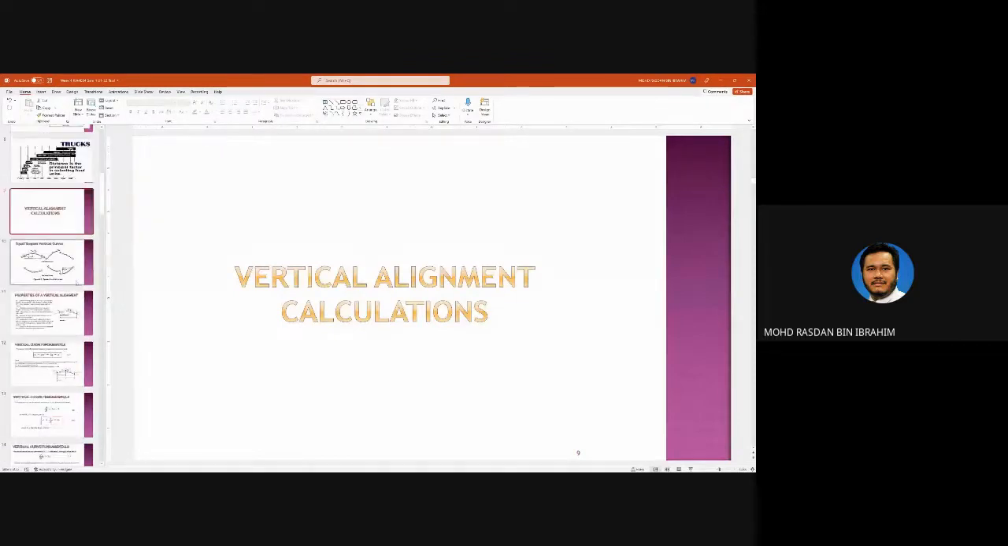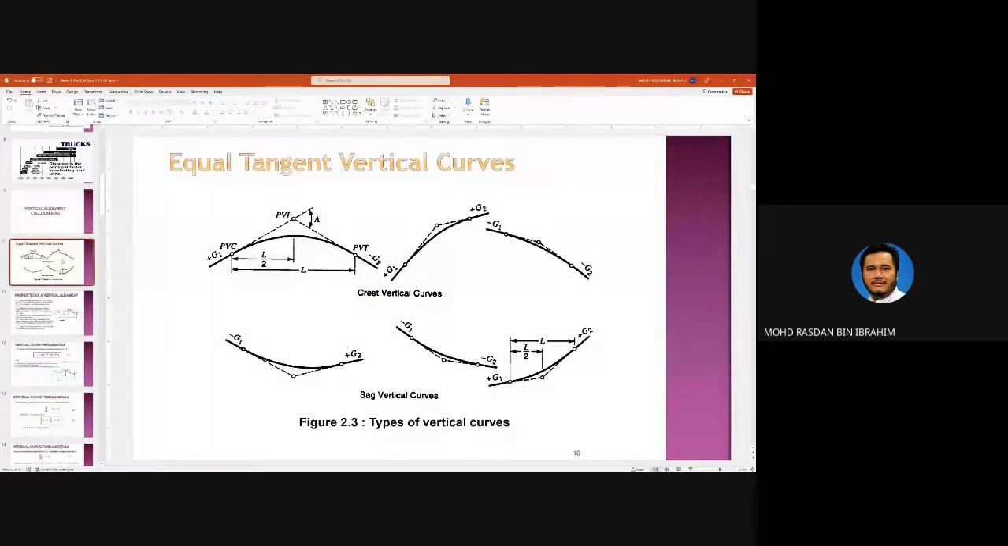Okay. So next is the vertical alignment calculation. You have two types, crest vertical curve and sag vertical curve. For a crest vertical curve, it forms a crest, and for a sag, it forms a sagging area. So you have G1 and G2. So this is positive and negative. It also can be positive, but it is still a crest. And it is negative, and it's still a crest here. The same goes for sag vertical curve, negative, negative, and positive.